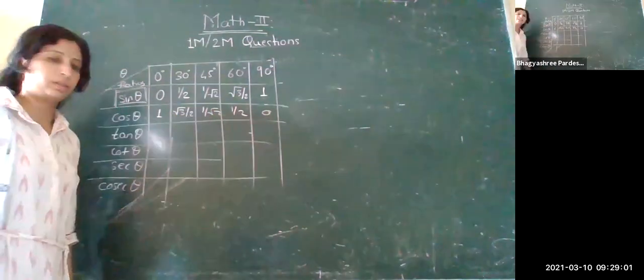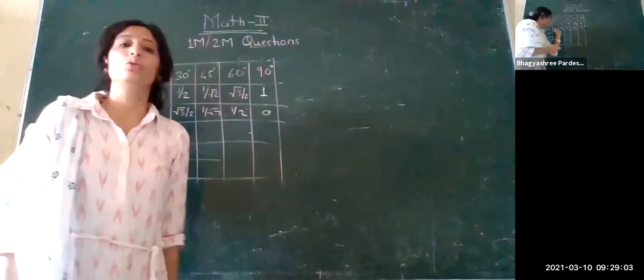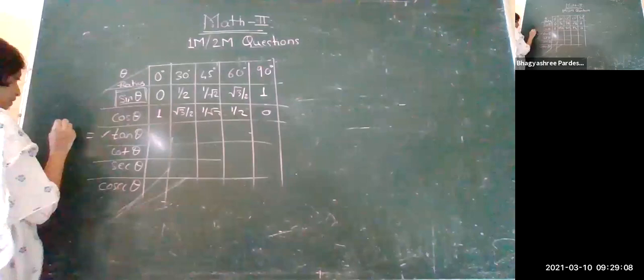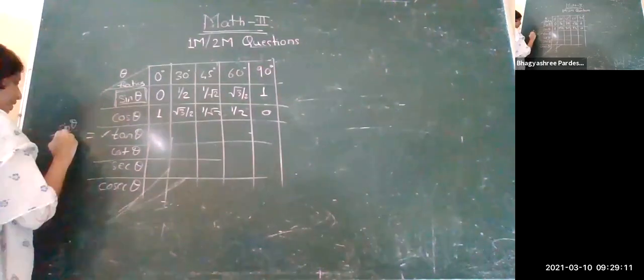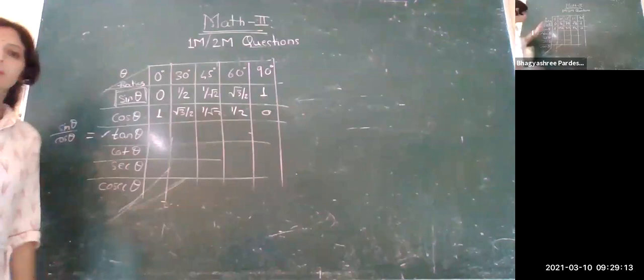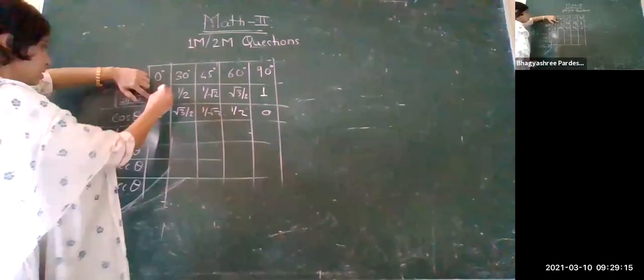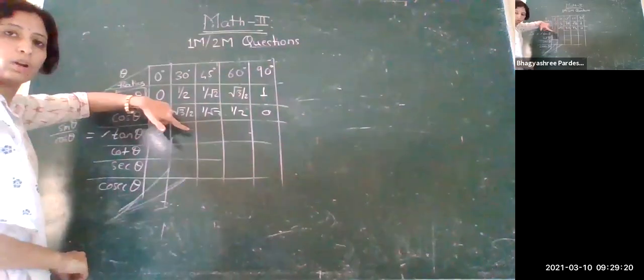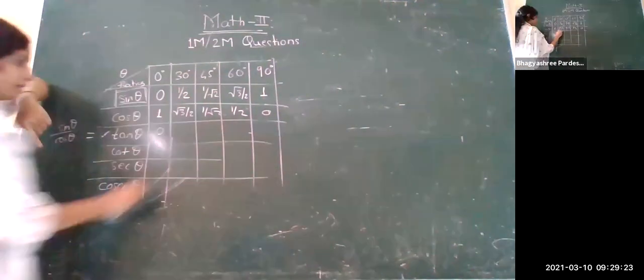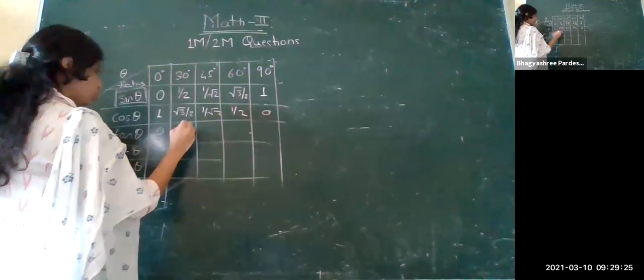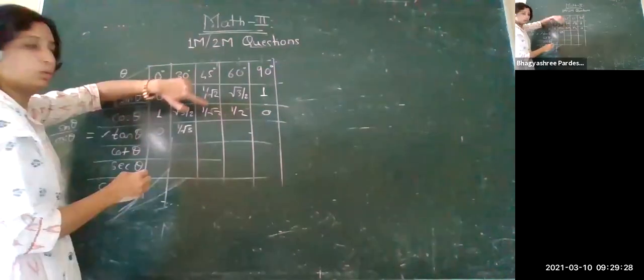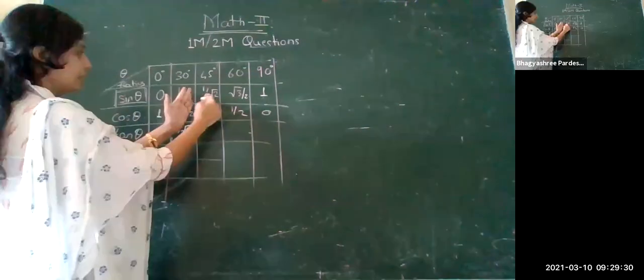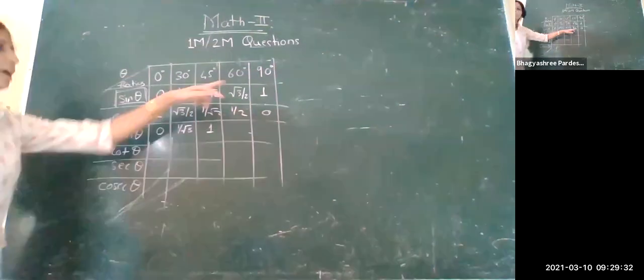Next is tan theta. Now again, you know the relation between sine, cos and tan. Tan theta is actually sine theta upon cos theta. So look at this: 0 upon 1 is 0. 1 by 2 divided by root 3 by 2: 2 is in the denominator so that gets cancelled, and we get 1 by root 3. 1 by root 2 divided by 1 by root 2 is directly cancelled, so it is 1. Again, root 3 by 2 divided by 1 by 2: the 2 gets cancelled, so that is equal to root 3.